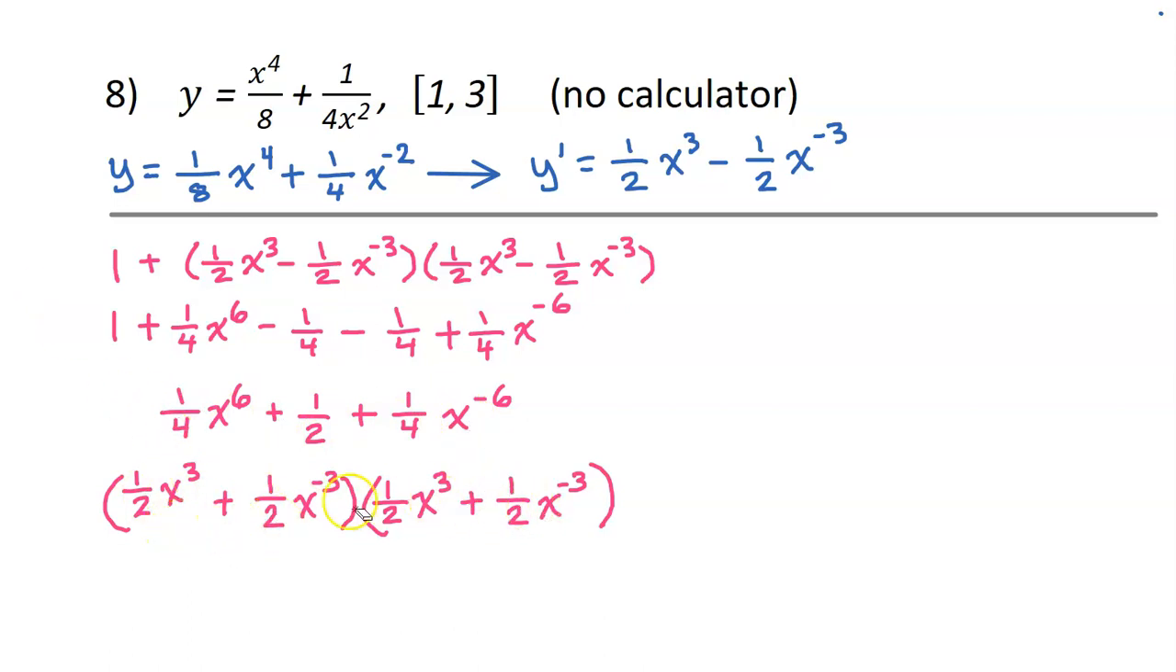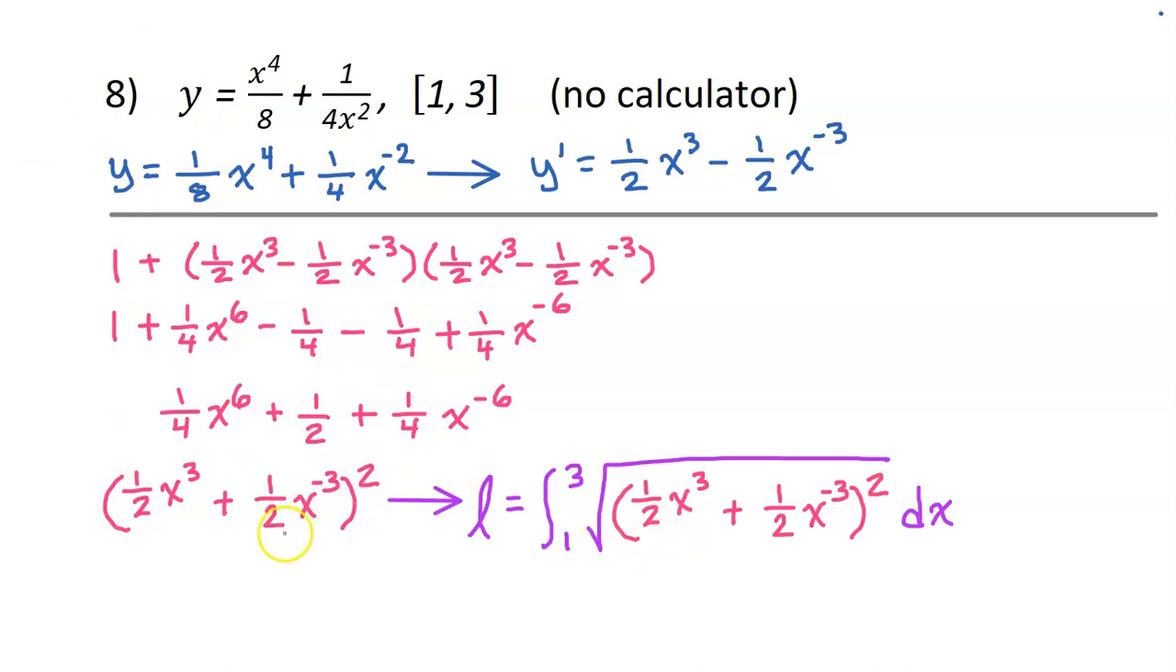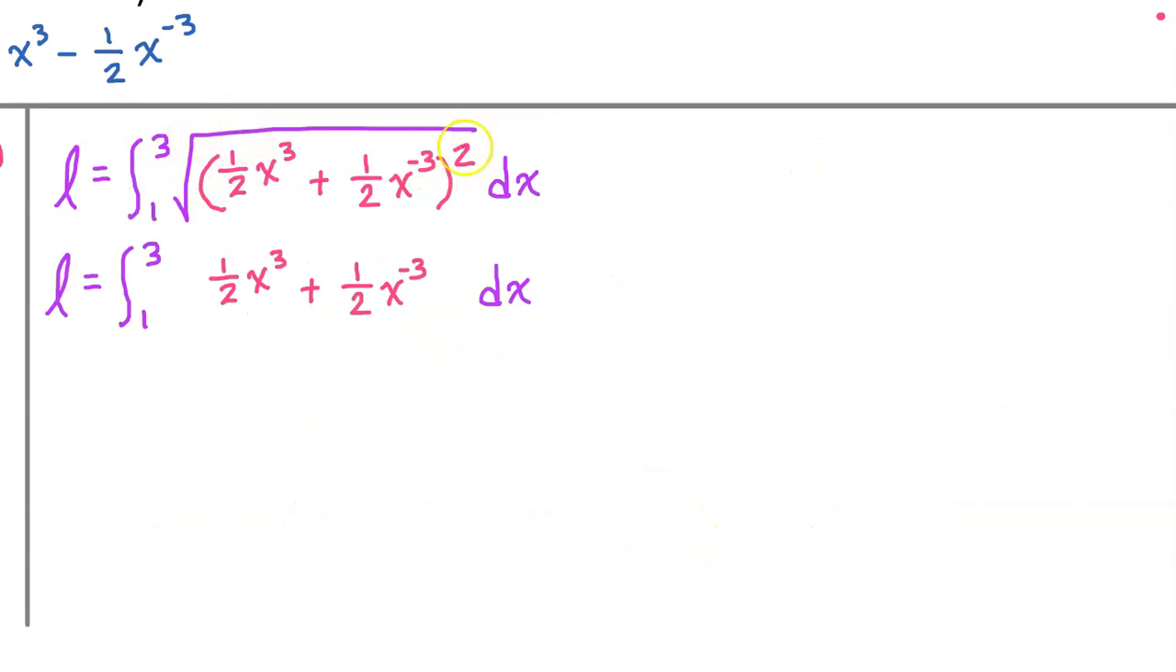And since this product is the same binomial twice, we can write it more compactly as binomial squared. All of this goes under the radical in the arc length formula, so this is our expression for the arc length. The radical and the exponent cancel each other out, so now we have this. Let's integrate term by term. Increasing this exponent by 1 gives us x to the 4th power. Dividing 1/2 by 4 is 1/8. Increasing this exponent by 1 gives us x to the -2 power. Dividing 1/2 by -2 gives us -1/4.